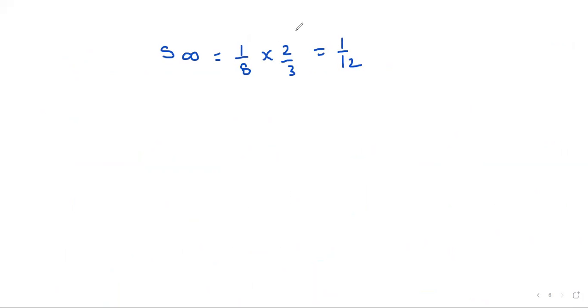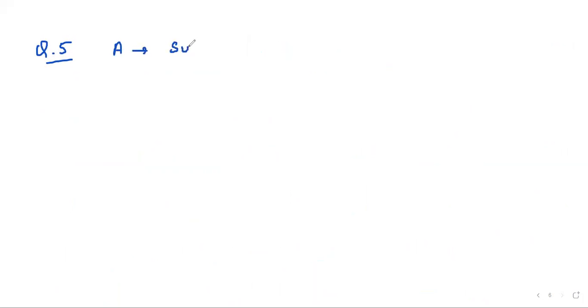Now let's consider the next question, question number 5. It says: let A be the sum of first 20 terms of the series. A represents the sum of 20 terms.